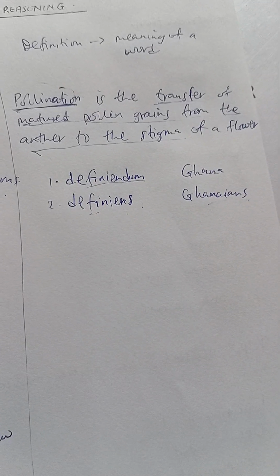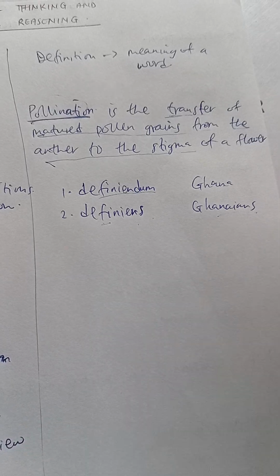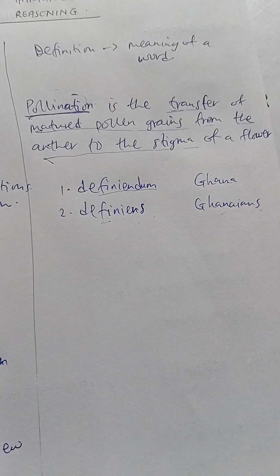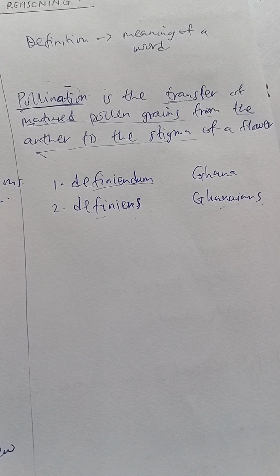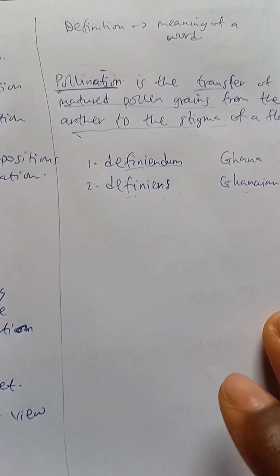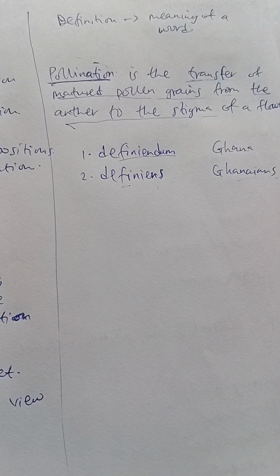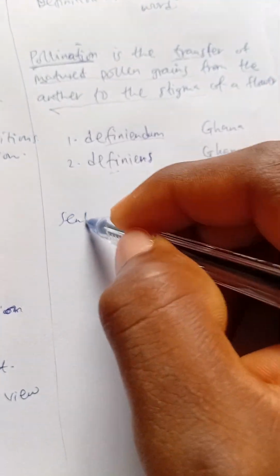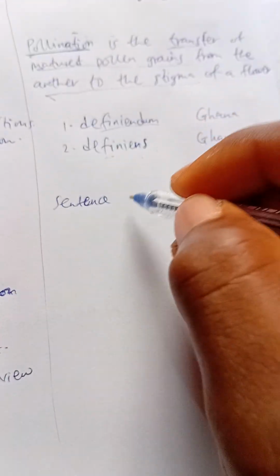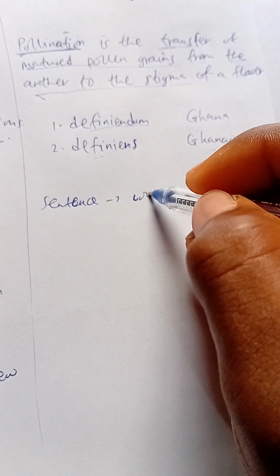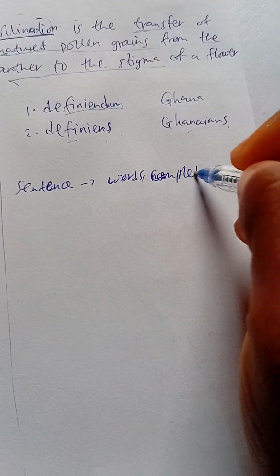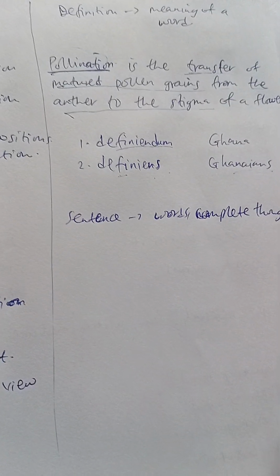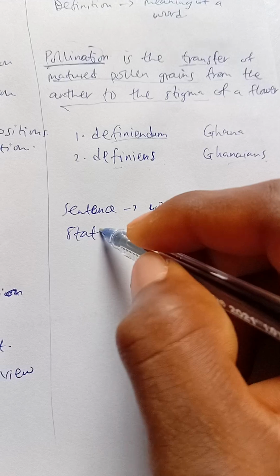So this is the end of. Oh, wait. We need to know the difference between a sentence and a statement, right? Yeah, a sentence and a statement. So we said a sentence is a group of words that make a complete thought. So words coming together to make a complete thought is a sentence. And then we have a statement, which we saw earlier.